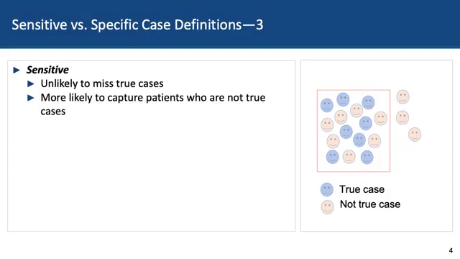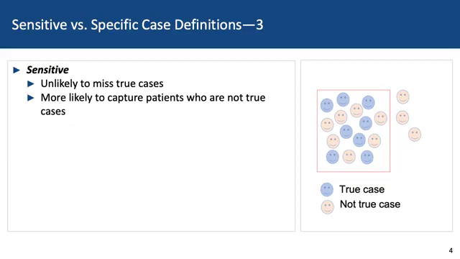So all the faces in the red box are the ones you would capture if you had a sensitive case definition. So you can see here that you haven't missed any of the true cases, but you've captured a lot of the not true cases with your case definition. And importantly, when we use case definitions, we often don't know what the underlying truth here is. All we know is that these patients have met our case definition. So this is more of a concept to help you think about sensitive case definitions versus specific.